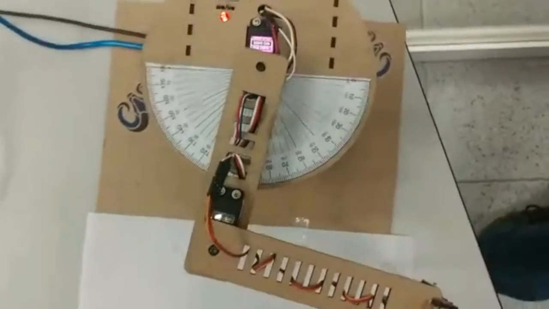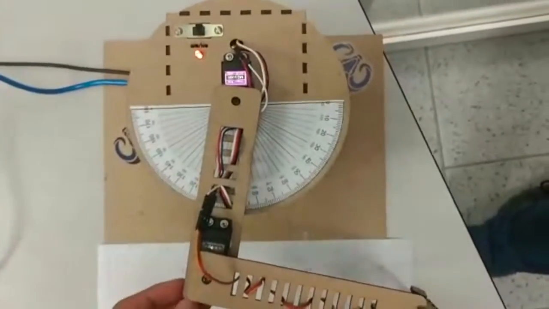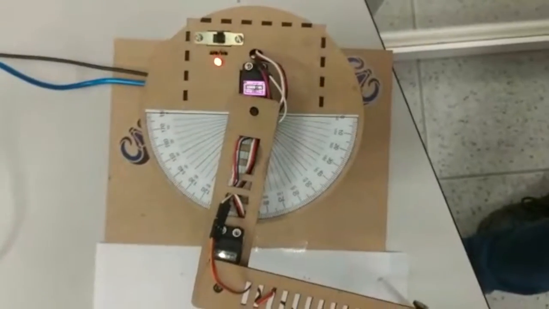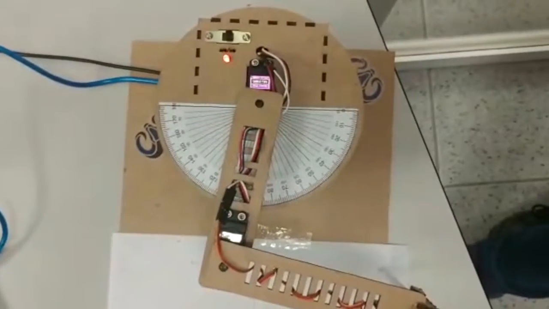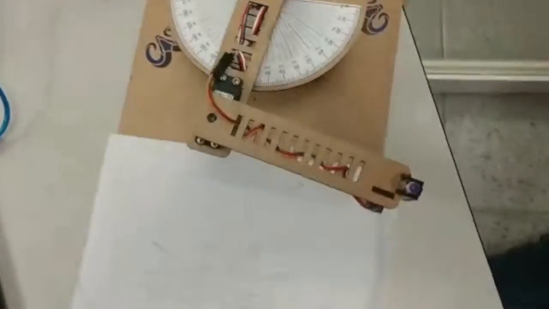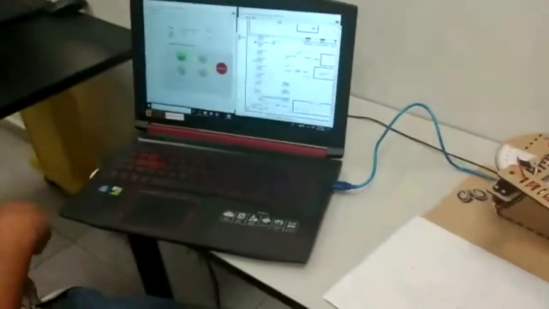So what we're thinking is that maybe we can change the first motor so that we can reduce the error that we are seeing in most of the angles for theta 1. And that's all. Thanks for your attention.